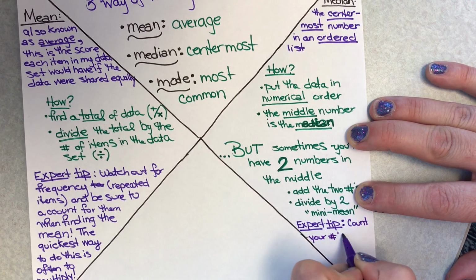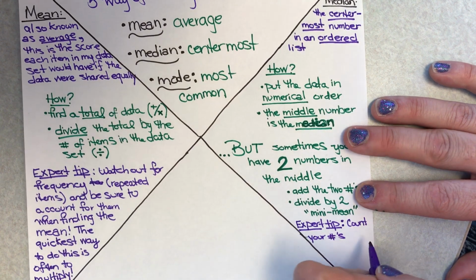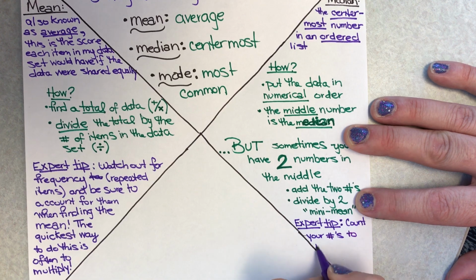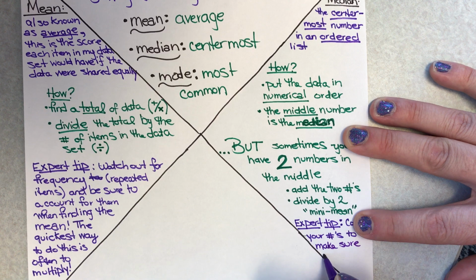If you have 7 numbers that you were given and you only wrote down 6, hey, you missed one. And that's really all I'm saying. So count your numbers to make sure you have them all before finding the median. Make sure you have them all in your list.